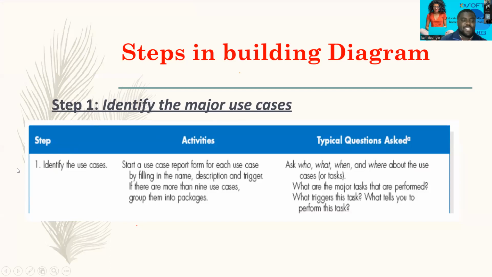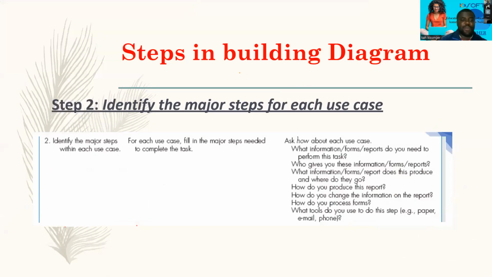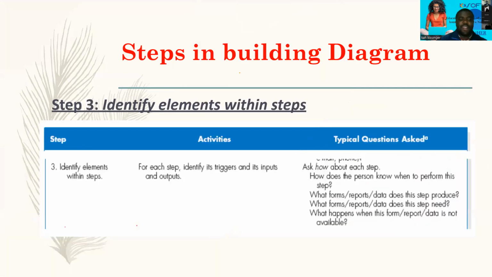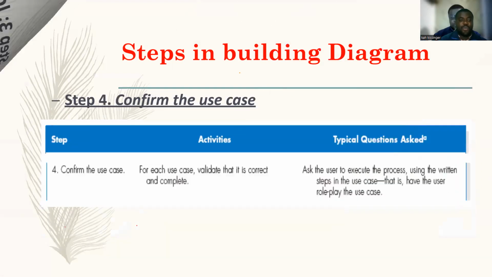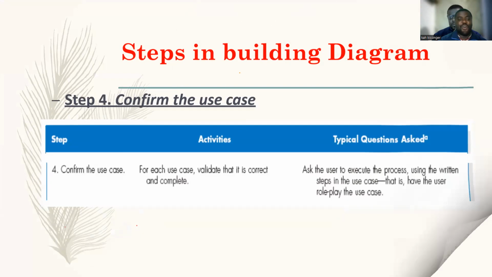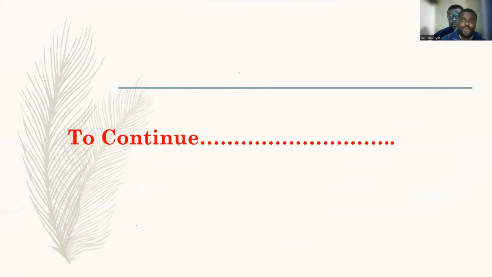Before you build a use case diagram, it's important you identify all the use cases. Write them down. What are the various use cases? What will your system be doing? Identify the major use cases and the additional use cases that can be optional. Then from there, you can identify a few elements, and within a few steps, you can do it. Always ensure you confirm your use cases. So we will continue behind the screen as we go to the demo session. Stay put, please.